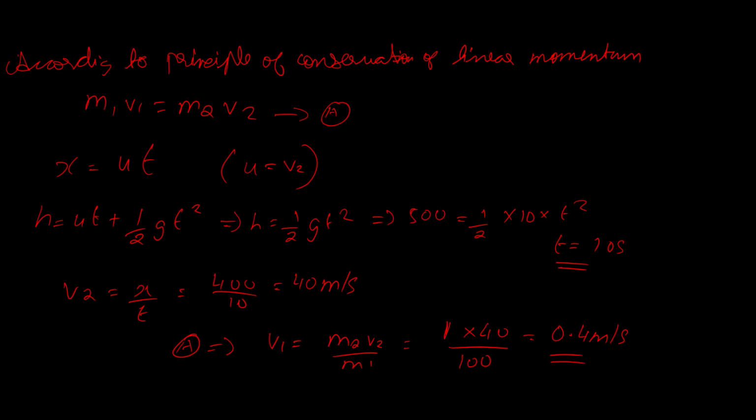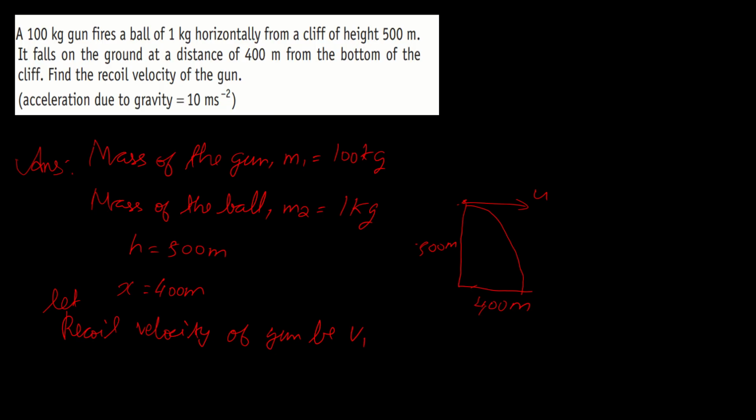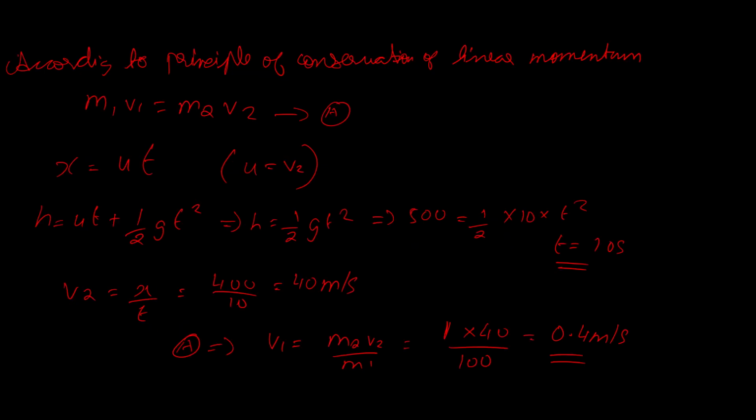This is the answer. Okay, it's a simple question. We have to utilize many formulas just to find it. So the main formula here is m1v1 equal to m2v2, which is the principle of conservation of linear momentum. Then we have used the equation x is equal to u into t, distance is equal to speed into time. Then we utilize the equation h is equal to ut plus half gt square. Then fundamental concepts here. Okay, so let us move on to the next question.